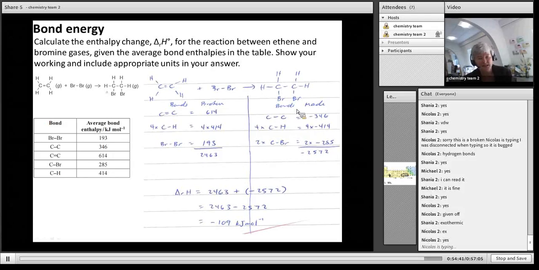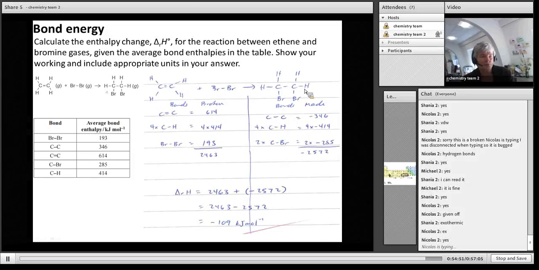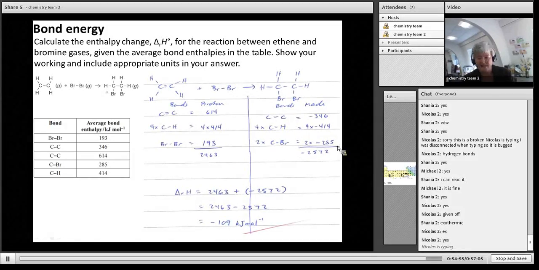You can see he has worked the bonds being made as negative because they're releasing energy. He's listed 4 C-H bonds and 2 C-Br bonds, and then he's just added them together. So he gets minus 109 kilojoules per mole. You can see he's got his unit and he's got his final answer.